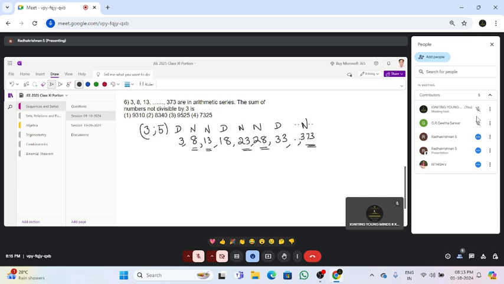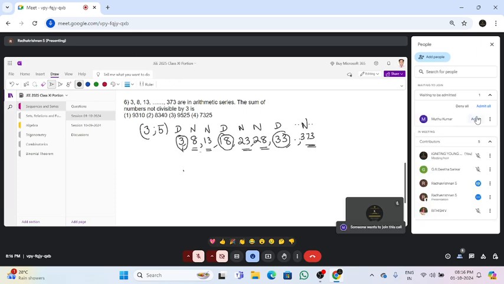Any idea? Sir, first we should find the number of terms in the sequence. Then we should find the sum of numbers divisible by 3. After that, we can easily get the sum of numbers not divisible by 3. Very good, very good. So what you are saying is you find the sum of all the numbers in the original series. From that you can subtract the sum of another series which has only the numbers divisible by 3, right? That is a very correct method. Very good. So what will be the sum of the entire series?